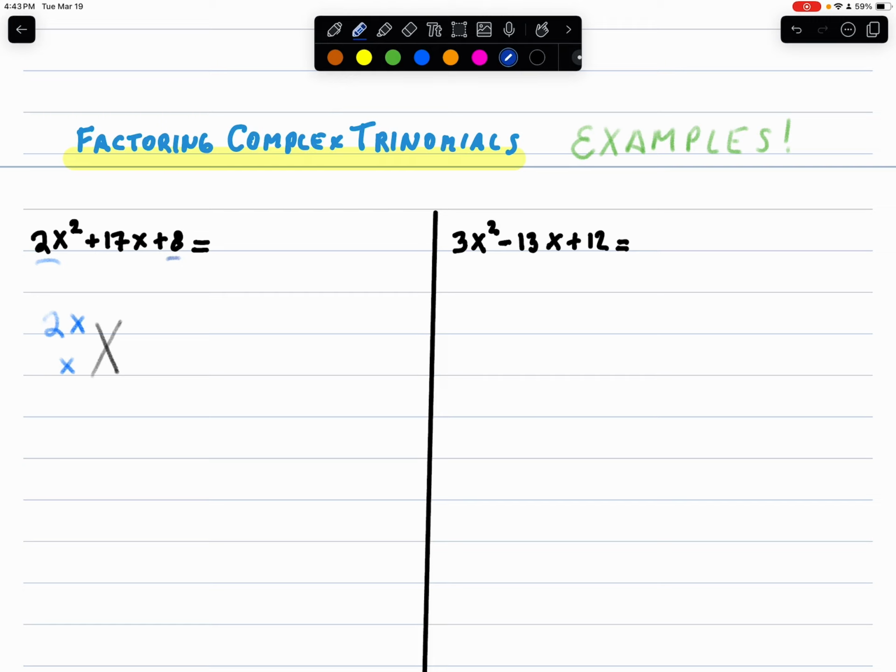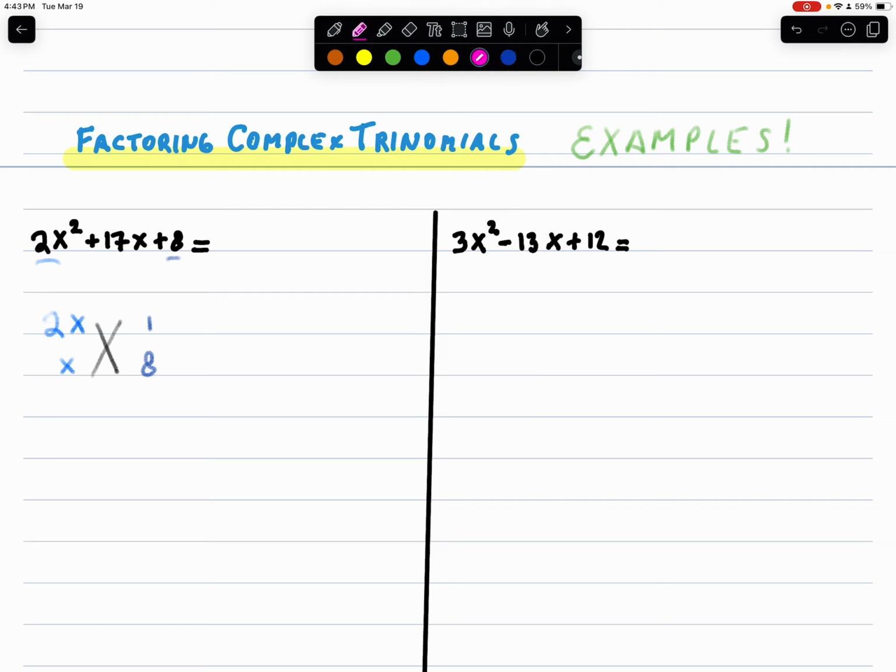Okay, so this could be 4 and 2 perhaps, but I cannot put a 4 here on top because it's got a common factor with 2. So I won't even try it. And if I want to put the 2 on top, the same problem, common factor with 2. So we know that 4 and 2 will not work. So then we can try 8 and 1. Well, I can't put the 8 on top, so I'm not even going to bother. I'm going to put a 1 and an 8. Great. Now let's just check.